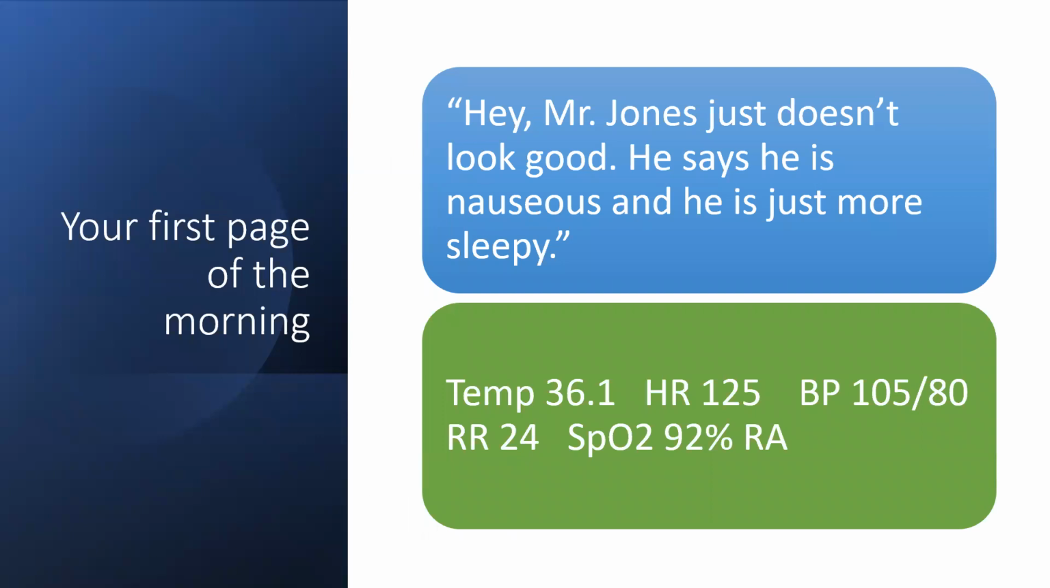So let's go back to your first page, that page you got about Mr. Jones, who just wasn't looking good. He's nauseous, he's sleepy. He's the guy that came in last night with pre-syncope, recurrent falls, some dark stools. Has worsening tachycardia, heart rate's 125, it was 105 earlier, blood pressure's 105 over 80, it was 115 over 85. Is he in shock? Do you need more information?